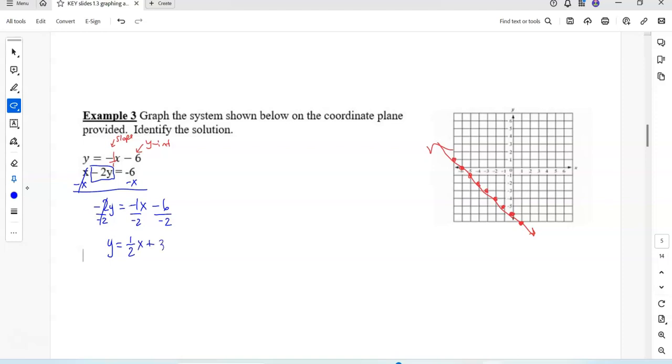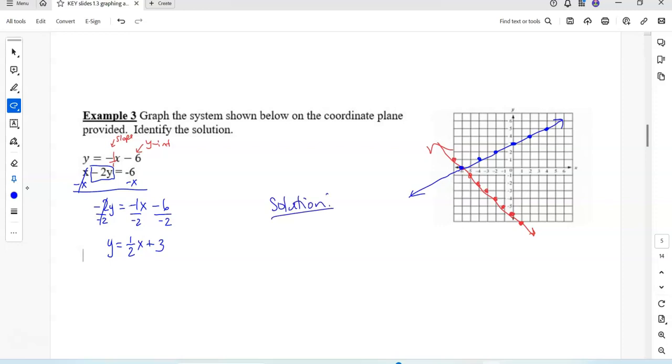All right, so just like on the first one, now I have it in slope-intercept form, so I'm going to plot my plus 3. And my slope, I'm going to rise 1 and run 2. And as you can see, that's taking me further away from the line, so I'm going to go down 1 and left 2. And I can see my intersection point. And now I'm ready to write my solution.